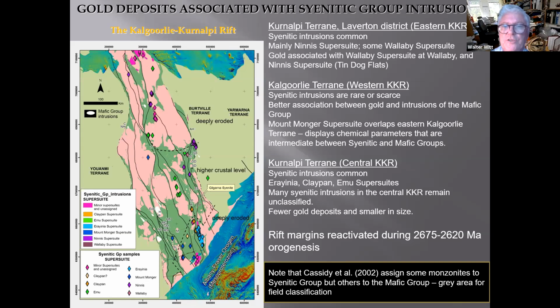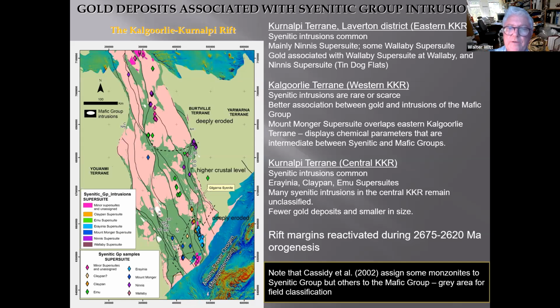There's a better association here between gold and intrusions of the mafic group. The Mount Munga supersuite, shown in blue, actually straddles the boundary between the Kurnalpi and Kalgoorlie terranes. And also, as I hope to demonstrate in this talk, shows some intermediate characteristics between syenitic group and mafic group intrusions.